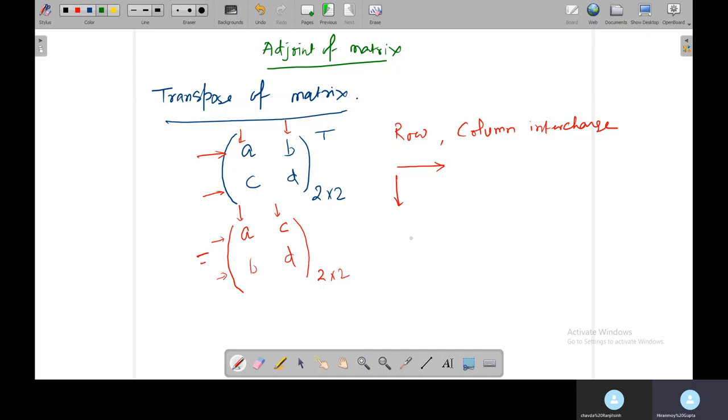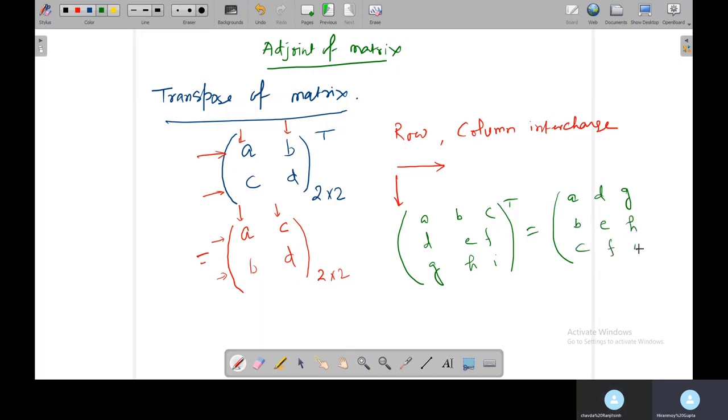Suppose I'm going to take a general one, A, B, C, D, E, F, G, H, and I. So the transpose is going to be like A, D, G, B, E, H, and C, F, I. Okay, meaning is clear?